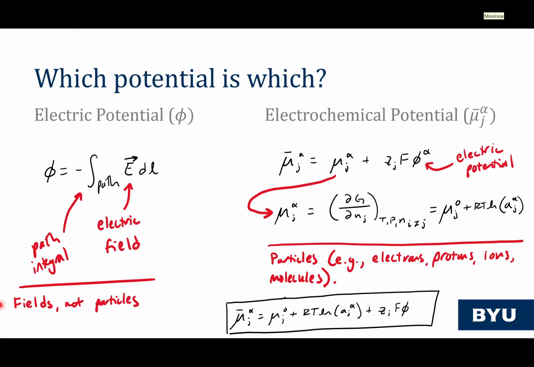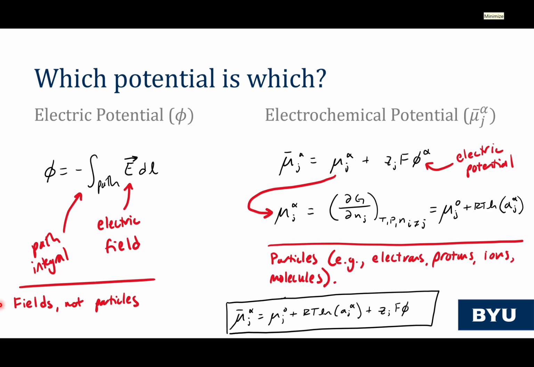So we commonly in electrochemistry use two different potentials. There's electric potential, and this is the path integral through the electric field. And this is all about fields. It's not about particles. And so that means it's not about electrons.